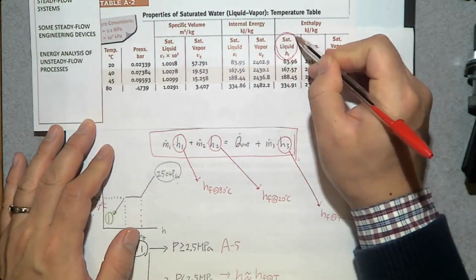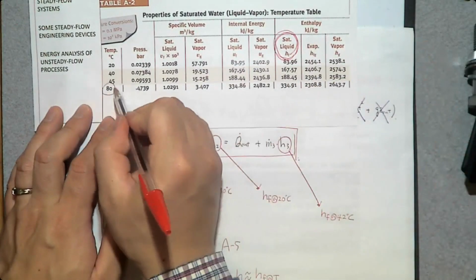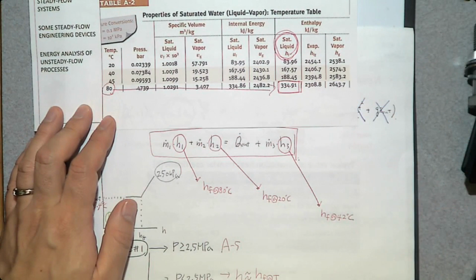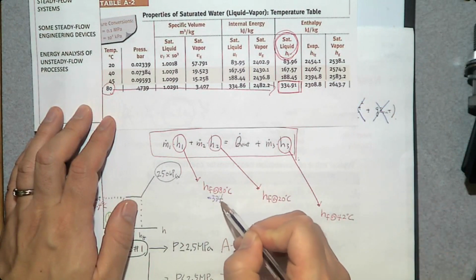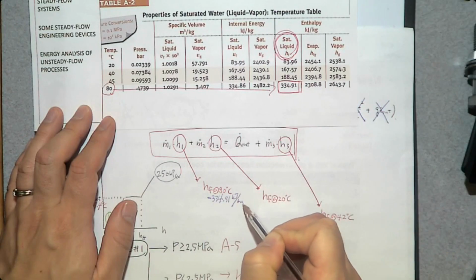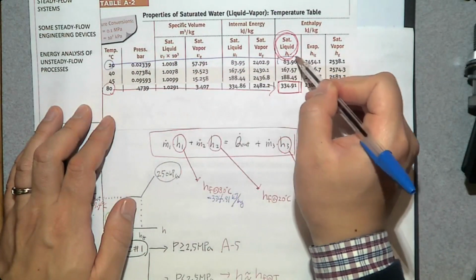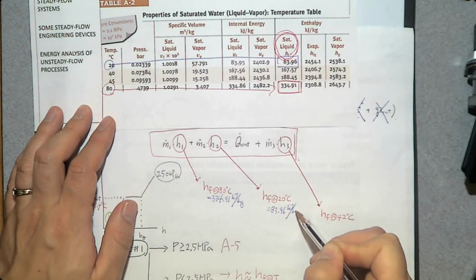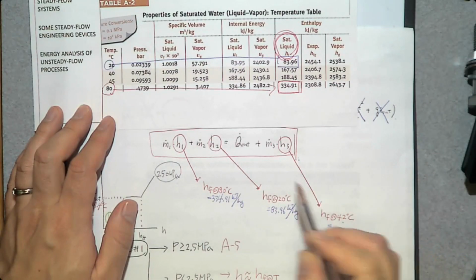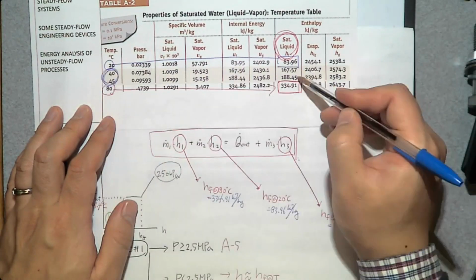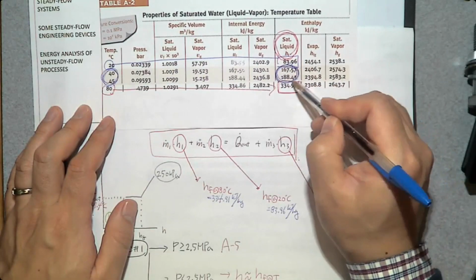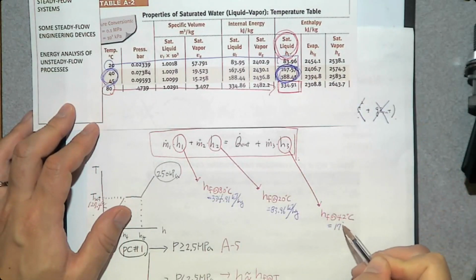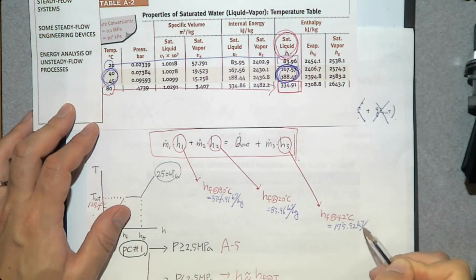Here is hf. At 80 degrees Celsius, we're looking at 334.91 kilojoule per kilogram. At 20, 83.96 kilojoule per kilogram. At 42, oh, where is 42? Between these two numbers. So you can do linear interpolation between these two numbers to determine hf at 42. If you do, you get 175.92 kilojoule per kilogram.